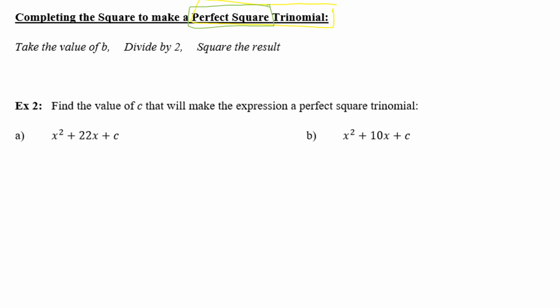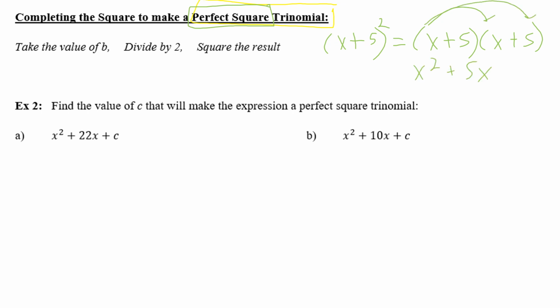Okay, so an example could be something like (x plus 5) raised to the second. Okay, that's the same thing as (x plus 5) times the quantity (x plus 5). Okay, if we carry that out, we'll have x squared plus 5x, 5x plus 25.